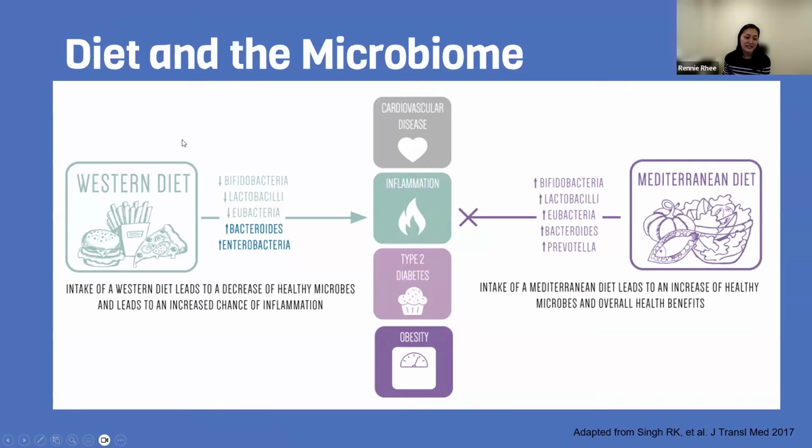The other thing is that in terms of the gut microbiome, what we eat is important too. So they say you are what you eat, or maybe it's what your microbiome eats. That's really important. And the types of food that we eat can increase certain types of microbes. So some studies have shown that perhaps a Western diet can decrease healthy microbes, and that may be associated with a higher chance of inflammation. On the other hand, Mediterranean diet may lead to an increase in healthy microbes, and that may overall provide some health benefits.